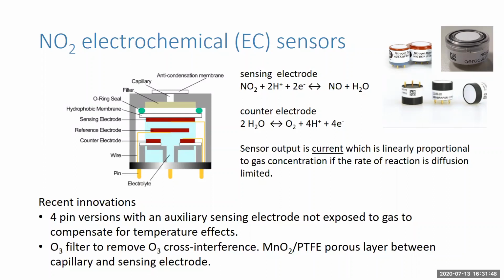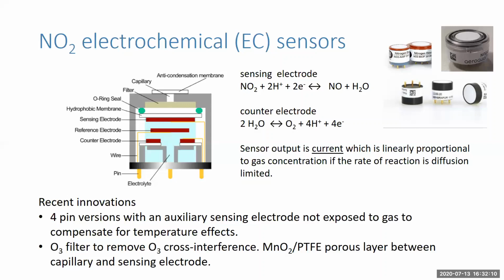Each of the cells usually contain about 3 electrodes. There's the working or sensing electrode in which the target gas reacts. There's a reference electrode and a counter electrode. And these are surrounded by an electrolyte, usually composed of sulfuric acid. The sensing electrode is usually coated with a catalyst to promote the sensing reaction.